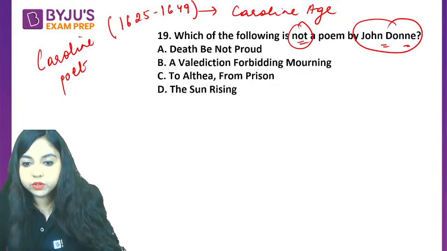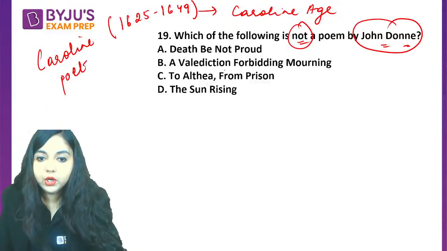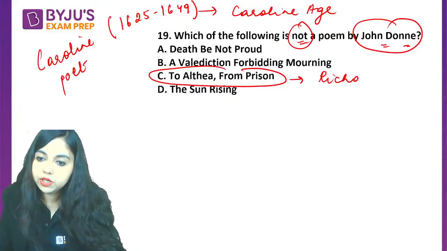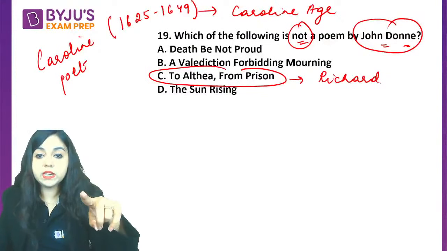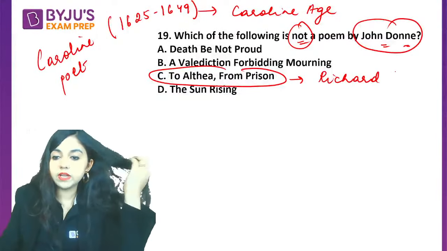Very good, very good. That C is the right answer. To Althea from Prison is written by Richard Lovelace. So George Crabbe's writings that we looked at, Crashaw's writing that we looked at to his supposed mistress, these are all the works. So you need to revise all of that, right?